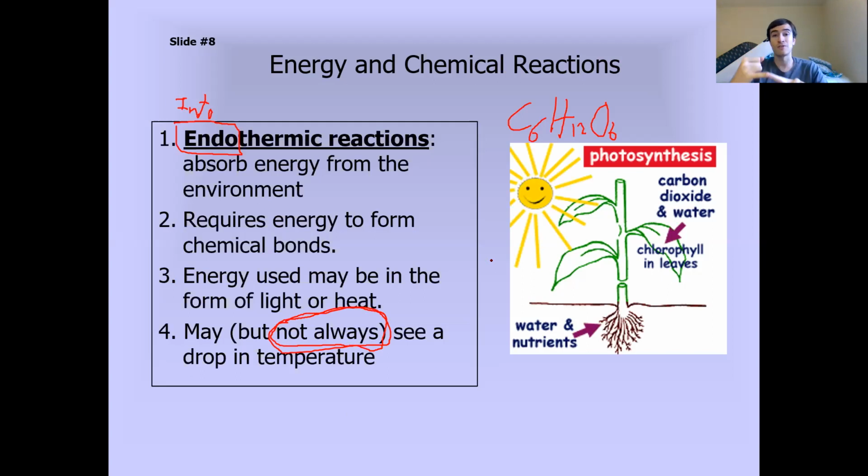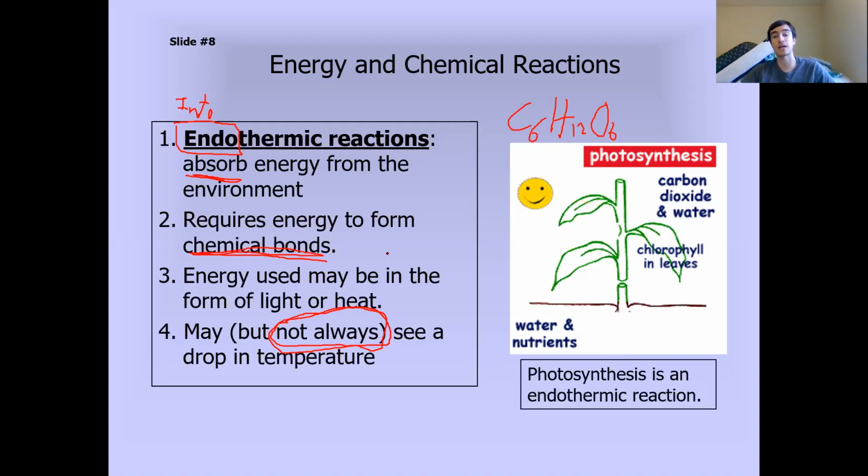So exothermic reactions give off a lot of energy, usually in the form of heat or light, and oftentimes they'll cause their surrounding areas to warm up. Endothermic reactions are all about absorbing energy from the environment, putting that energy into the reaction, into building these new molecules through these new chemical bonds.